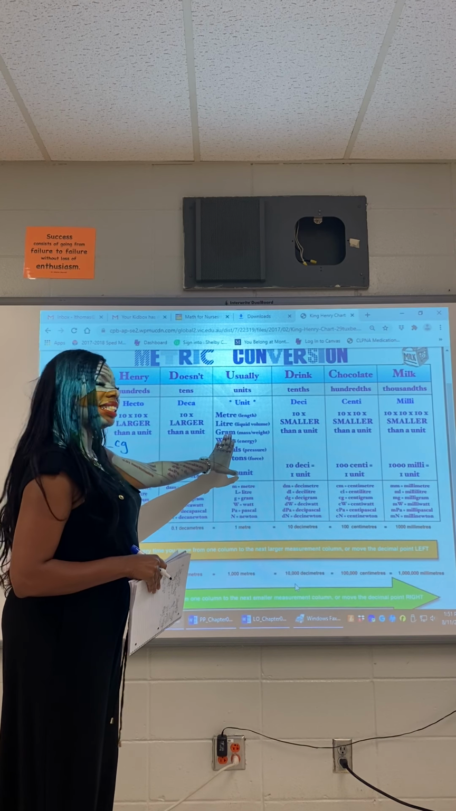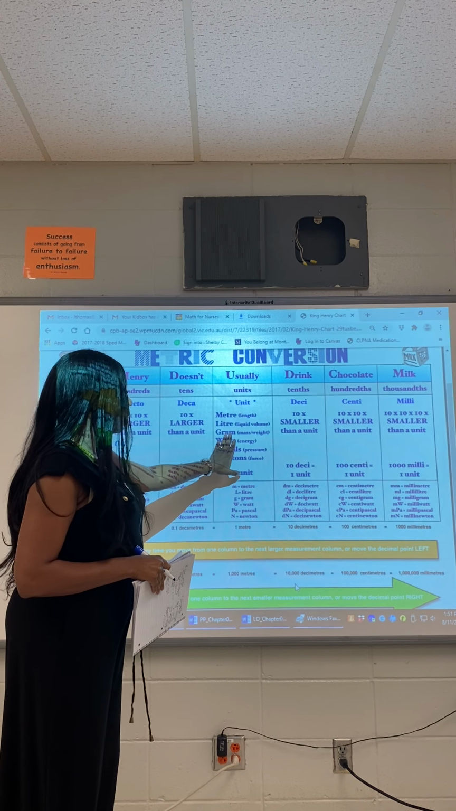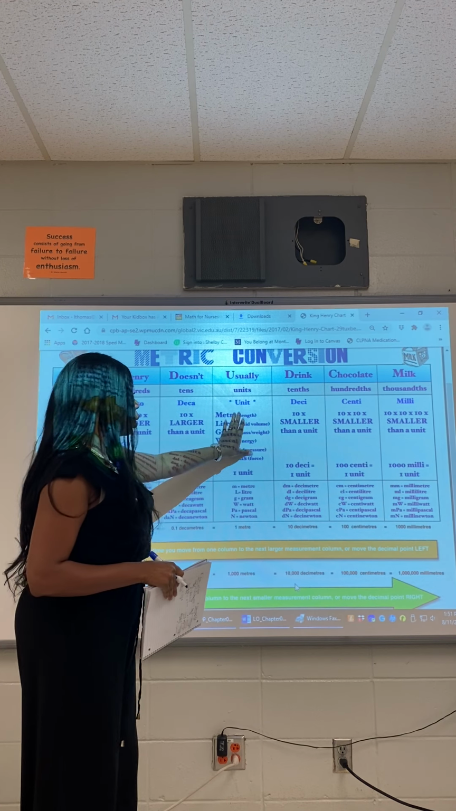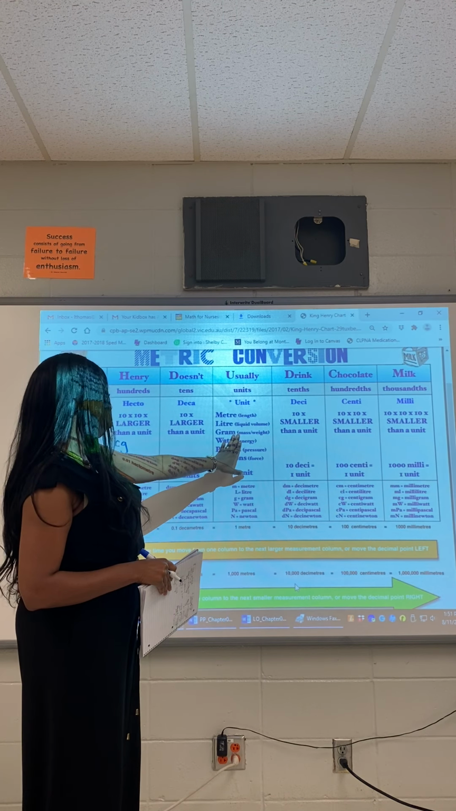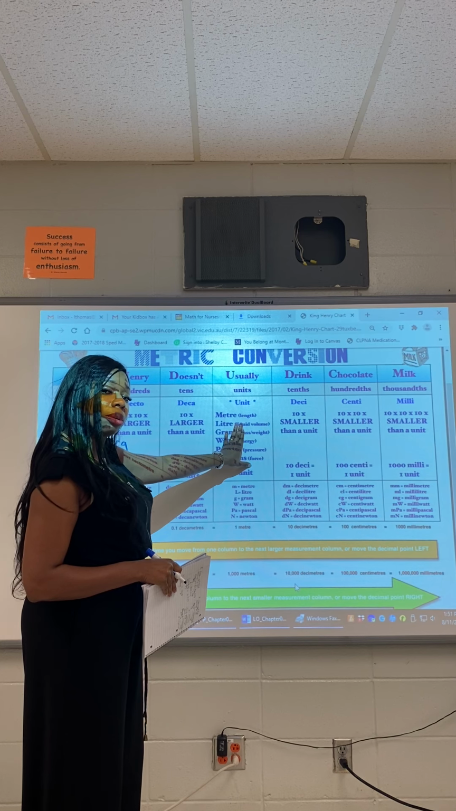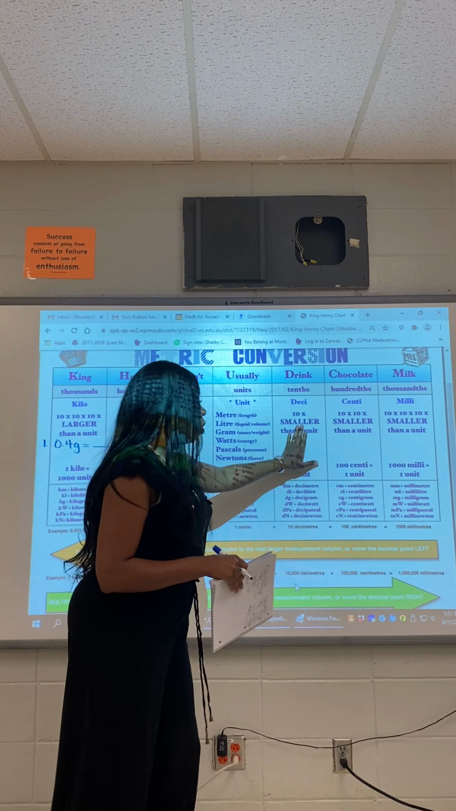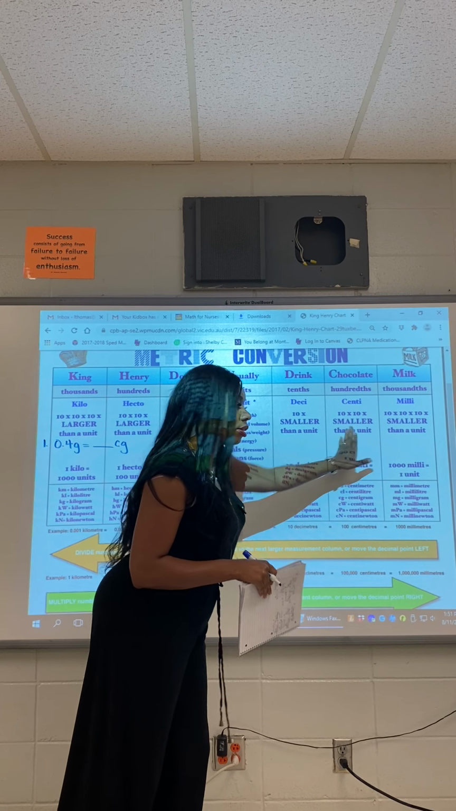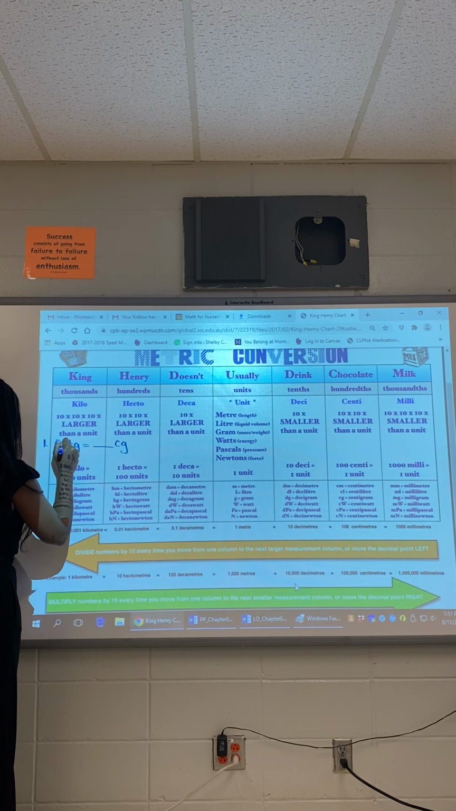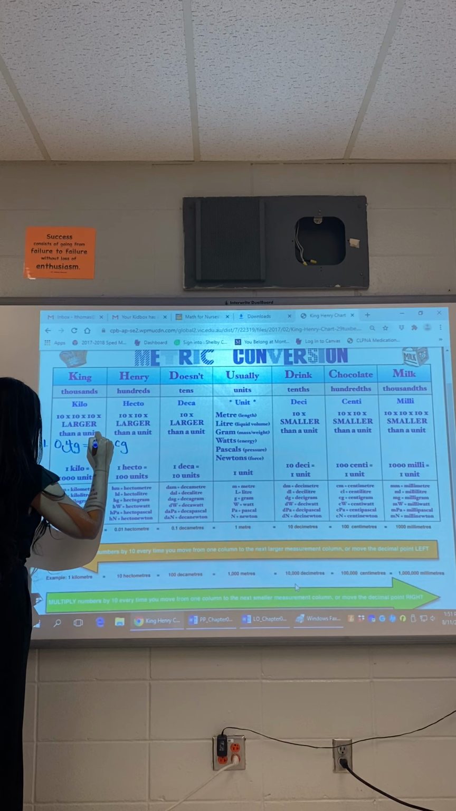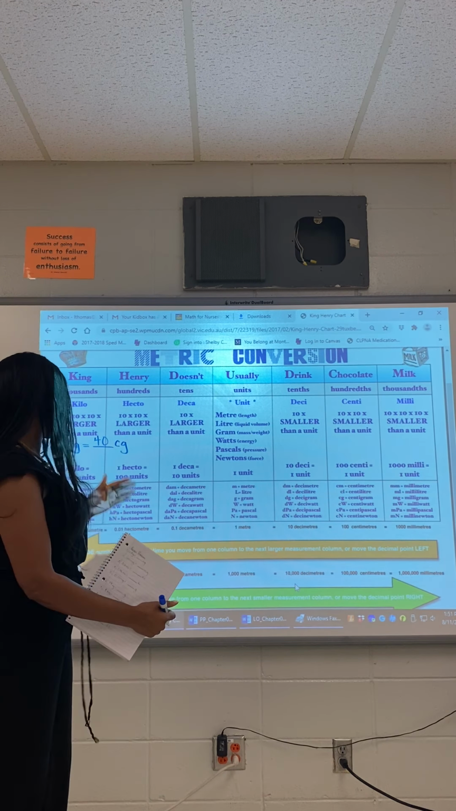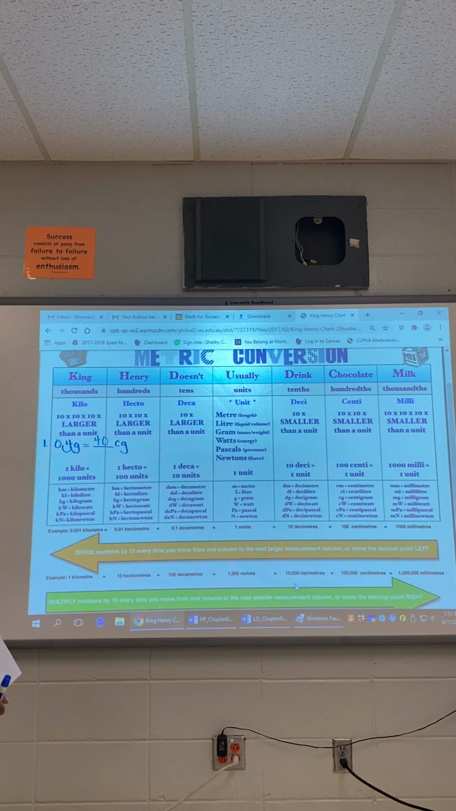If I want to go to centigram, I know I need to get here. So if I'm here with grams, then how many times do I need to move? 1, 2. 2 units to the right. And remember, we always fill blank spaces in with 0, so 40 centigrams, all right? So 40 centigrams.